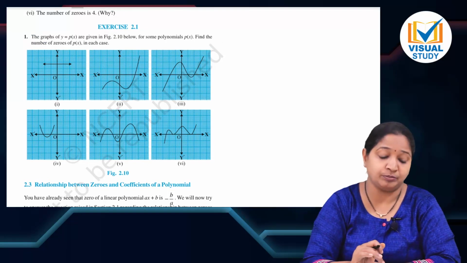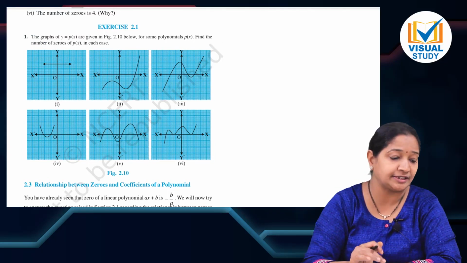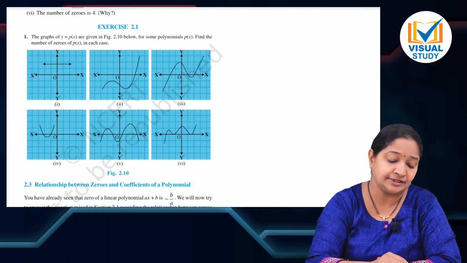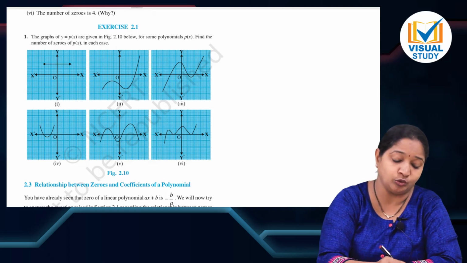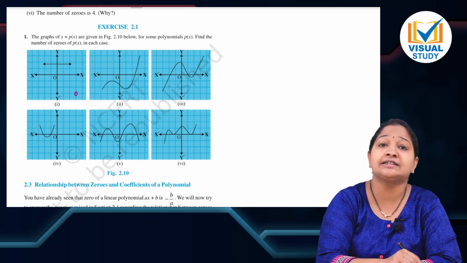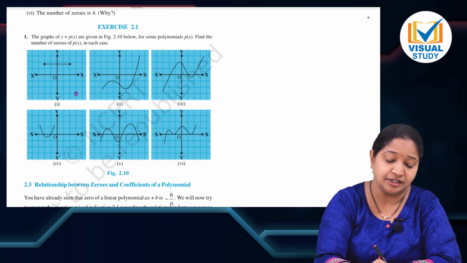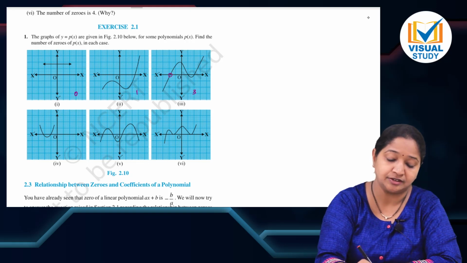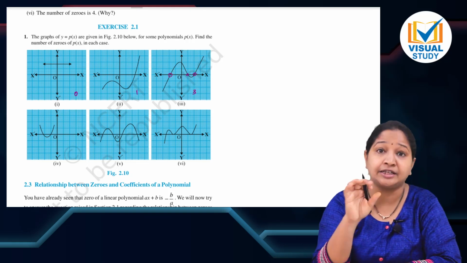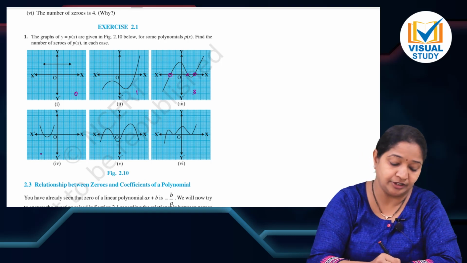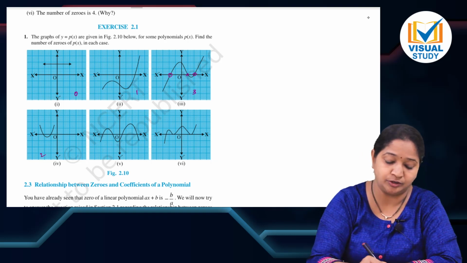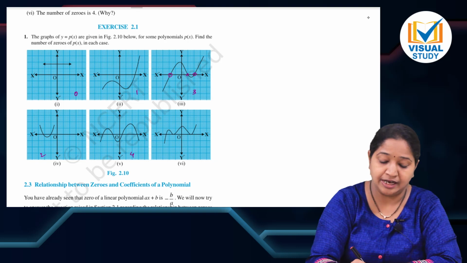Then comes exercise 2.1. They have given us, find the number of zeros. Same thing. Here no zero because it has not cut the x-axis. Here 1 zero. Here 1, 2, 3 zeros. See here it has cut the x-axis at 3 points. Here 2 zeros. Here 1, 2, 3, 4 zeros. And here 1, 2, 3 zeros.